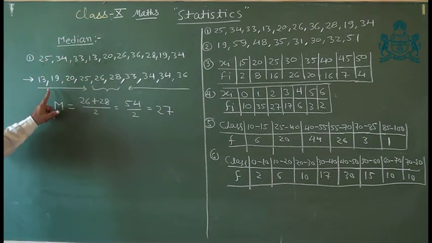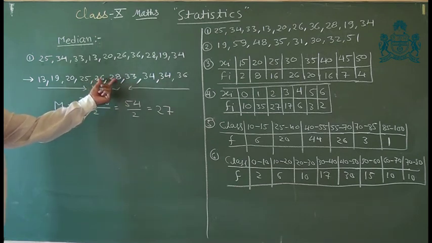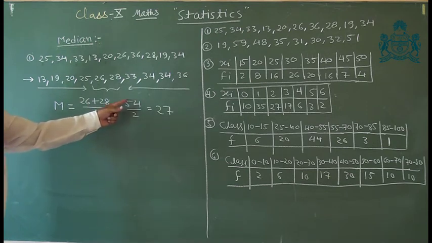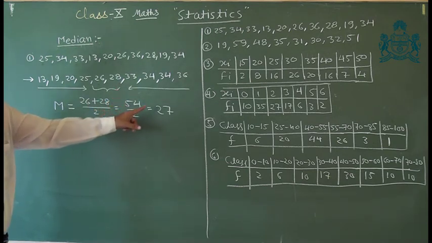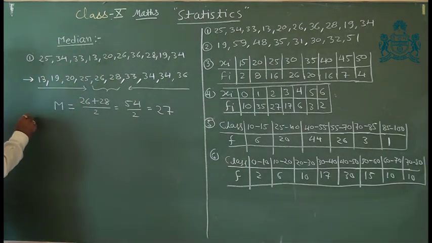Arrange the observations in ascending or descending order and find the mid value. The mid values are 26 and 28. Sum of the mid values upon 2: 54 upon 2 equals 27. This is an even number of observations. Next, for odd observations, the next question.